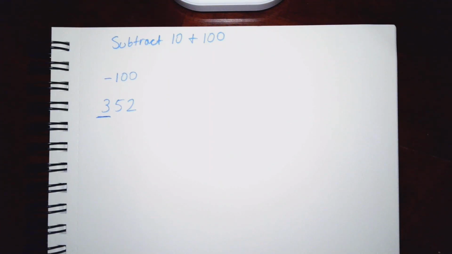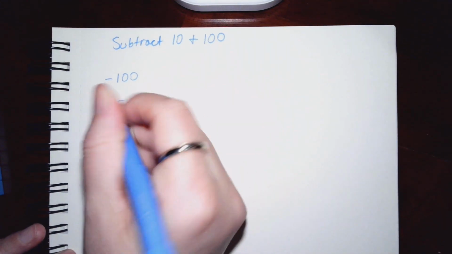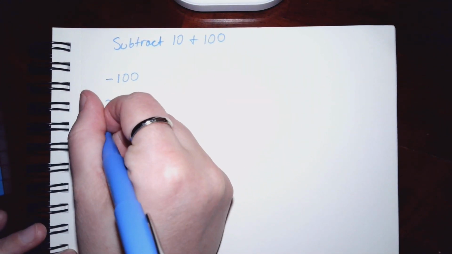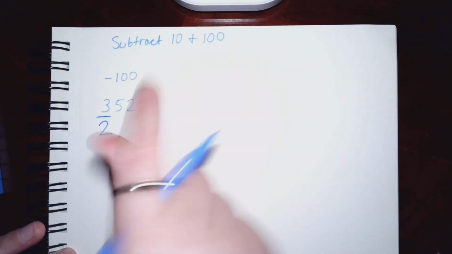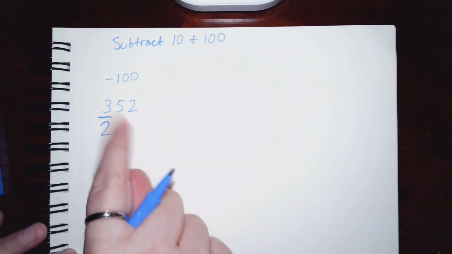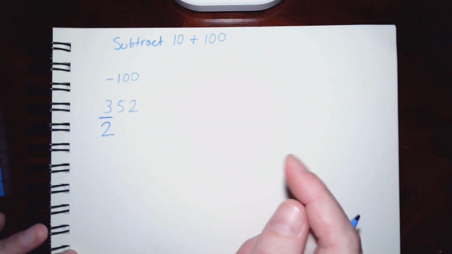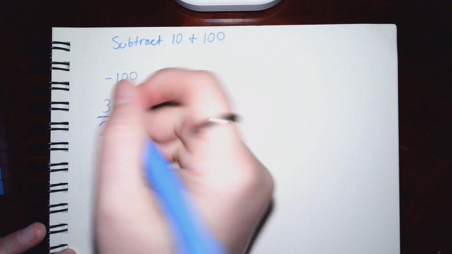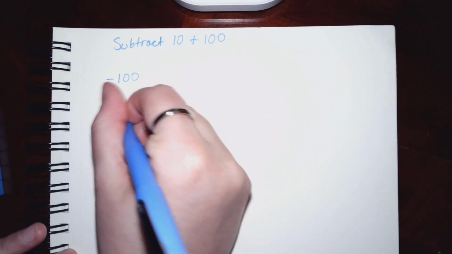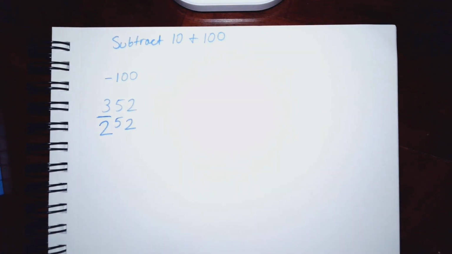So if I ask you to take one of those hundreds away, how many would you be left with? If you said 2, you are correct. So then I would have 200. Now question, if I'm taking away 100, did I do anything to my tens and ones? I did not, so my tens and ones would stay the same. So 100 less than 352 is 252.